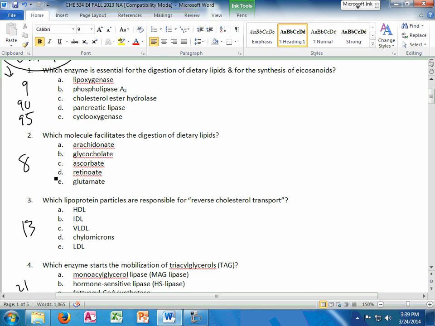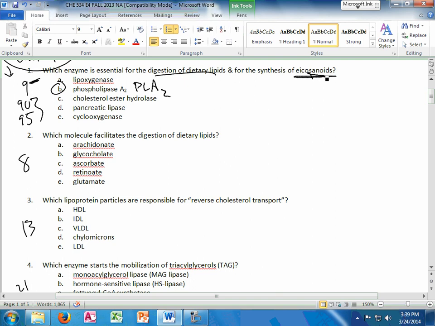So which enzyme is essential for the digestion of dietary lipids and the synthesis of eicosanoids? That's going to be phospholipase A2, or PLA2 is the other way. You might have it written in that. So digestion of dietary lipids you can find on slide 9, and the other two are talking about eicosanoids.